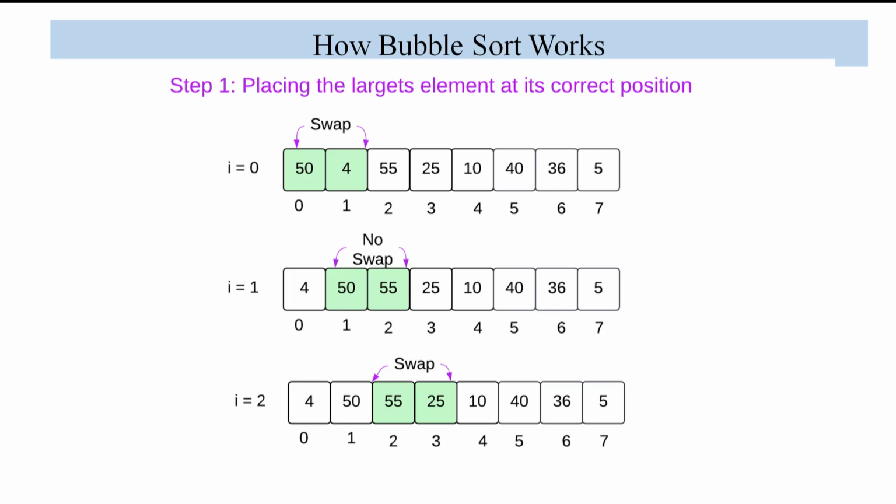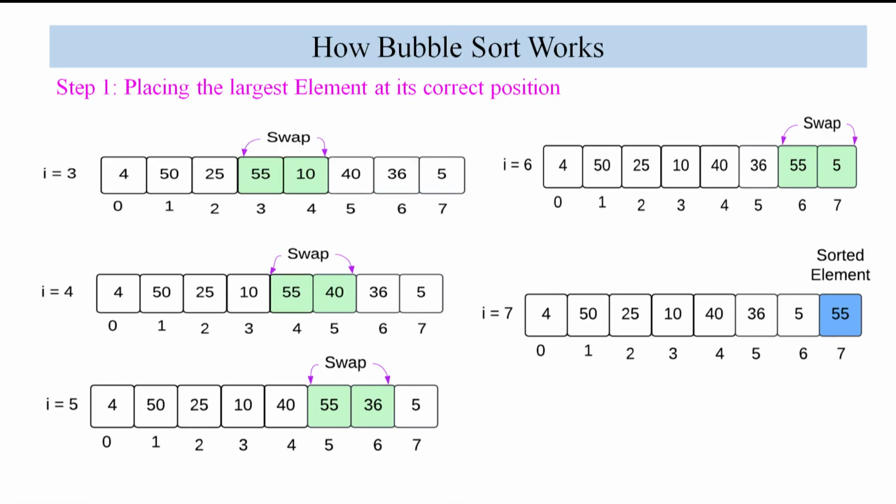And then we move to the next iteration, that is third. Now 55 and 25 are compared, as shown in the bottom of this slide. Because 55 is greater than 25, swapping is required. So 55 will be positioned at the fourth location, index number 3, and 25 will be positioned at the third location, index number 2, and so on. Similarly, in the next step, 55 will again be compared with 10, and because 55 is greater than 10, swapping will be done.